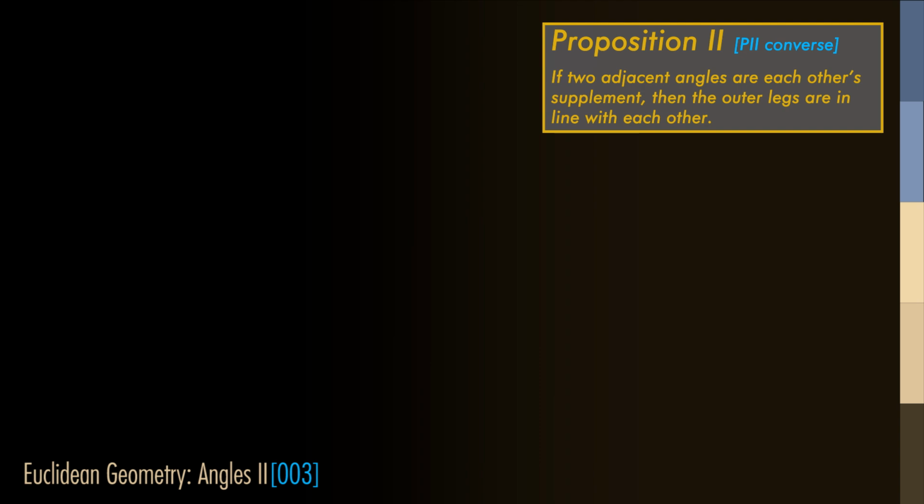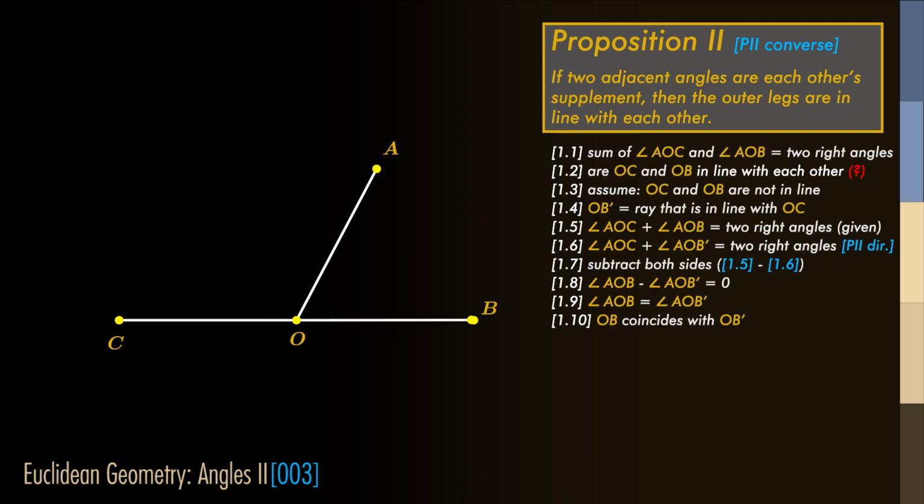The converse of the proposition is also valid. If 2 angles are each other's supplements, then the outer legs are in line with each other. Let's prove this. So we know that the sum of angle AOC and angle AOB is equal to 2 right angles. We need to prove that OB and OC are in line with each other. Let's use the technique of proof by contradiction. We assume that OB is not in line with OC. And let's call OB prime the ray that's in line with OC.